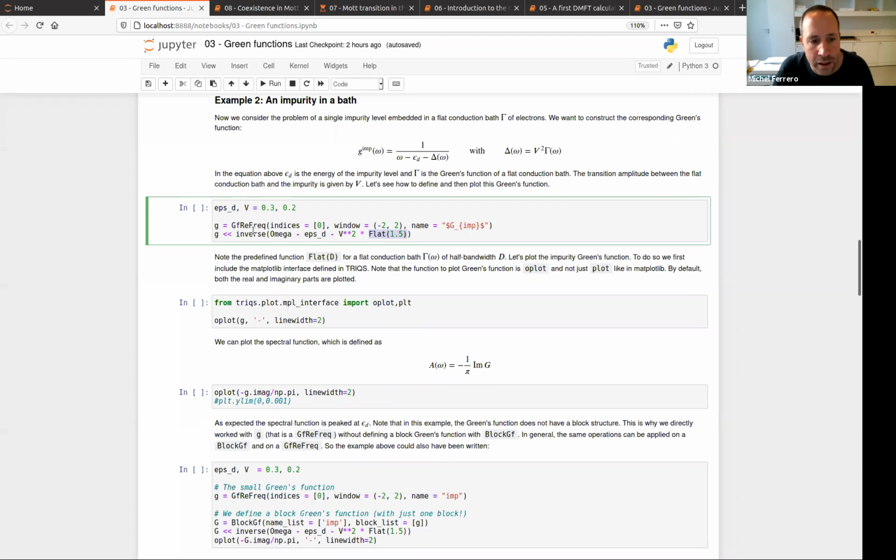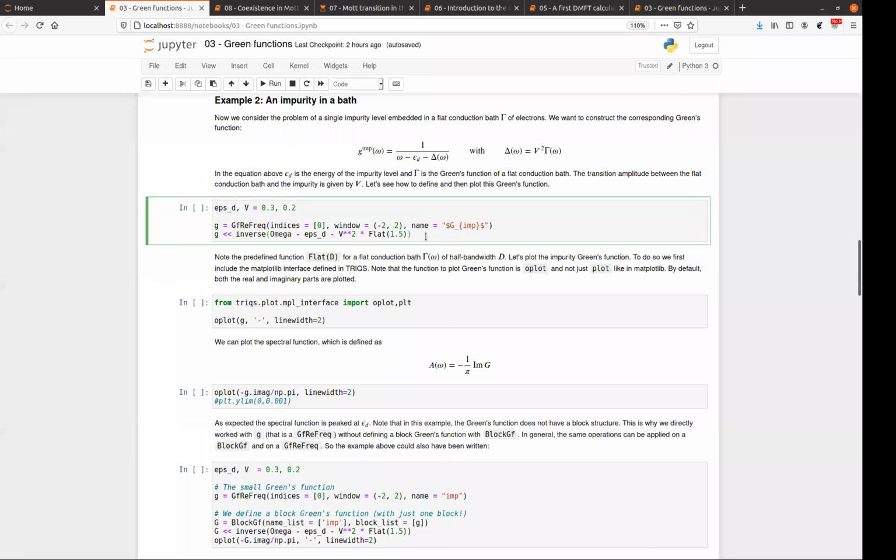What this line does is fill the Green's function small g with the formula: the inverse of 1 over omega minus epsilon d minus v squared, and flat will be this delta here. You have to think of this as a function of omega.